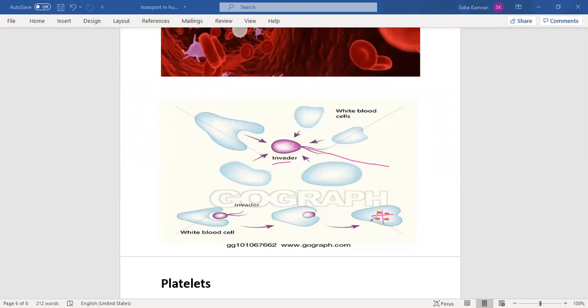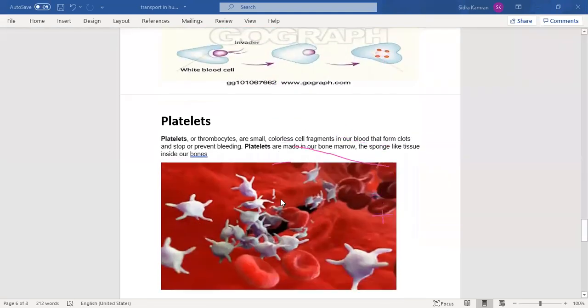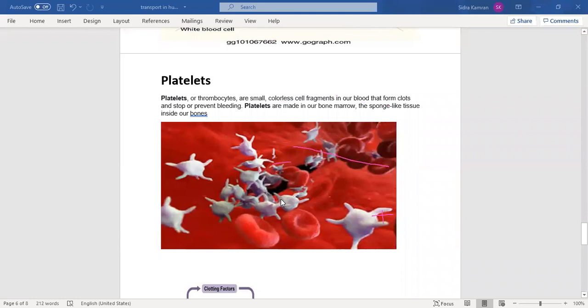So red blood cells provide oxygen to our body. White blood cells destroy the microorganisms, the bacteria, the different kinds of microorganisms which cause diseases. Next, move towards platelets. What is the function of platelets? Platelets are also a part of our blood.